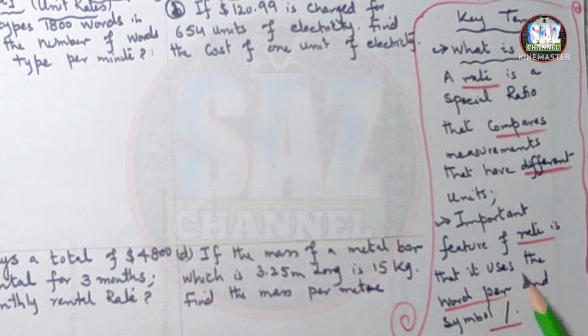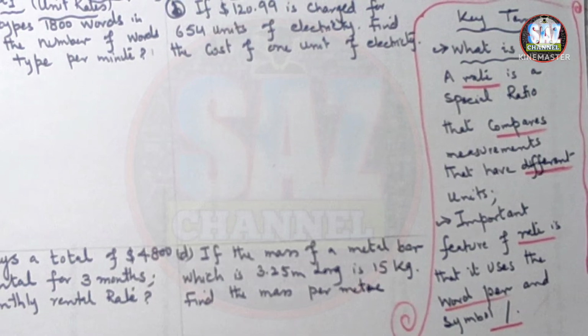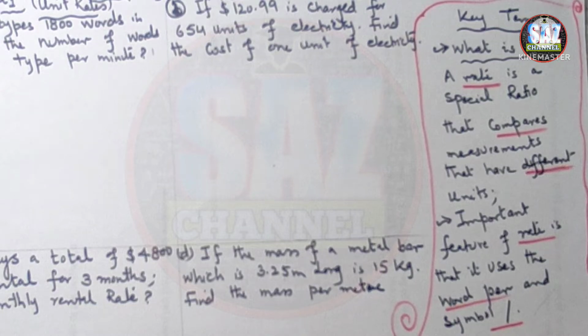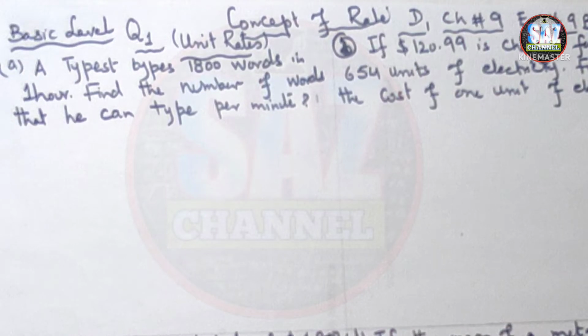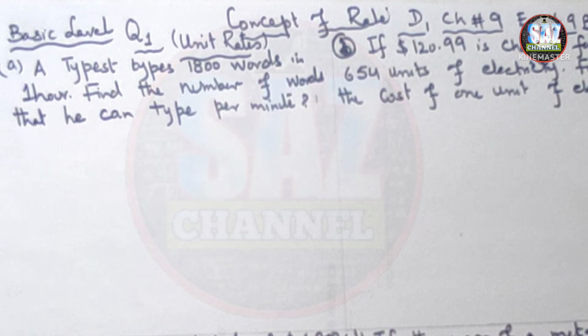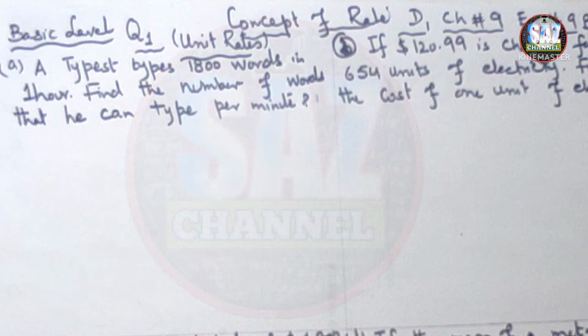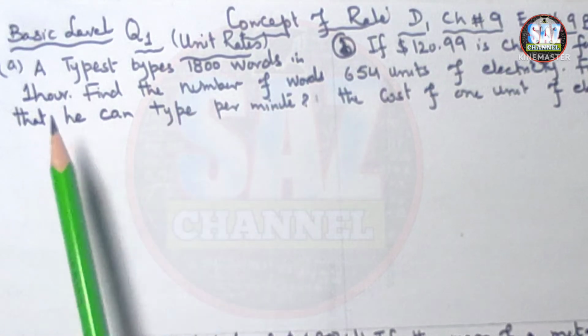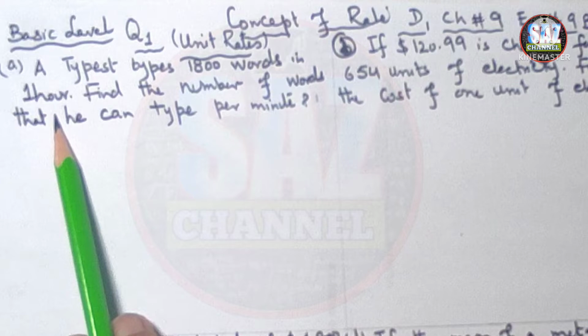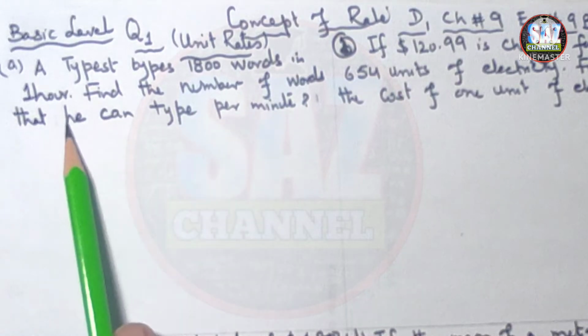These are the key terms that my students have to keep in mind for better understanding and differentiation of ratio and rate. So let's move to the exercise. It's really important to read and understand the given question properly. Exercise 9b, question number 1, basic level says that a typist types 1800 words in 1 hour. Find the number of words that he or she can type per minute.